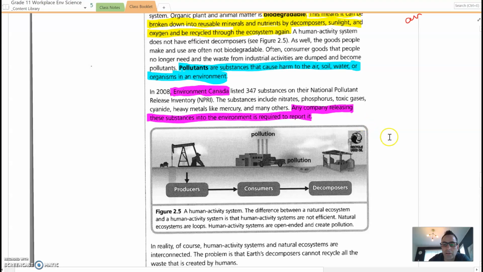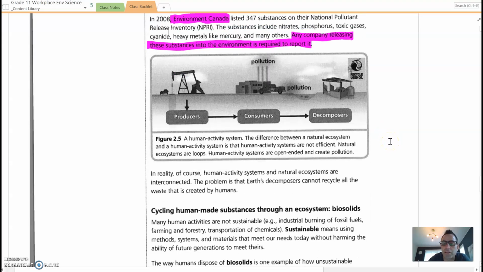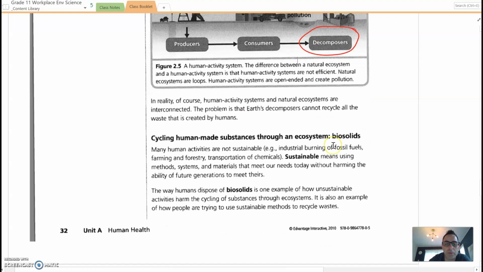And here we can see a little diagram, sort of representing the food chain of our consumer system. The only problem is that the decomposers don't necessarily put things back into the environment that we can use. So these decomposers aren't the same as the healthy ones in soil. In reality, of course, human activity systems and natural ecosystems are interconnected. The problem is that Earth's decomposers cannot recycle all the waste that is created by humans. We're just producing too much waste. It probably doesn't help that there's over 7 billion people on the planet.